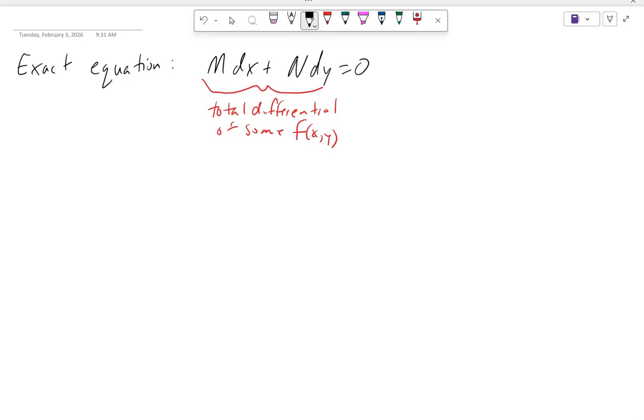So if this equation is exact, we need the partial of M with respect to y to equal the partial of N with respect to x. We need those mixed second partials to agree. So that's the first thing we have to do. If we're going to have an exact equation, we have to check that it actually works.